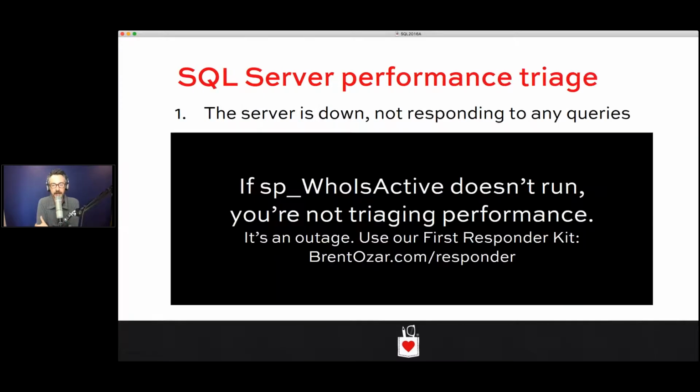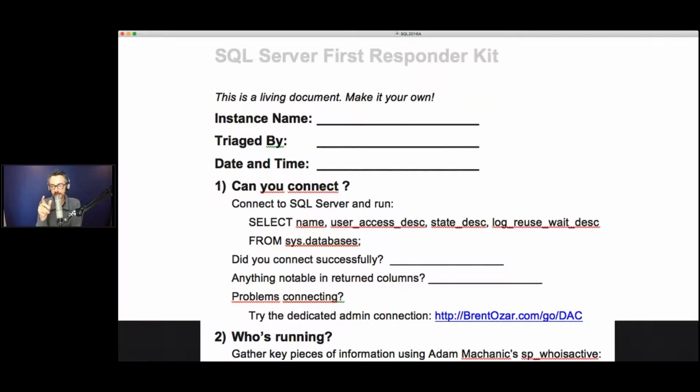When I run this, if sp_WhoIsActive doesn't run at all, if it won't even execute, or if I can't connect to the SQL Server, I may be facing much larger problems, like the server's already dead. We have a separate First Responder Kit for that, and it includes a Word document that you can go through and edit. I want to give this to my team members so that anytime we're troubleshooting a broken SQL Server, we all approach it exactly the same way. It's got blanks for where you run specific queries and you put in your notes.